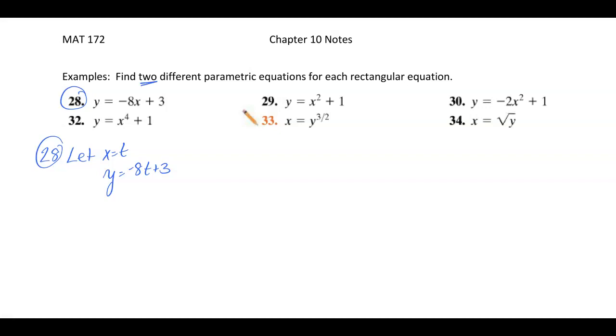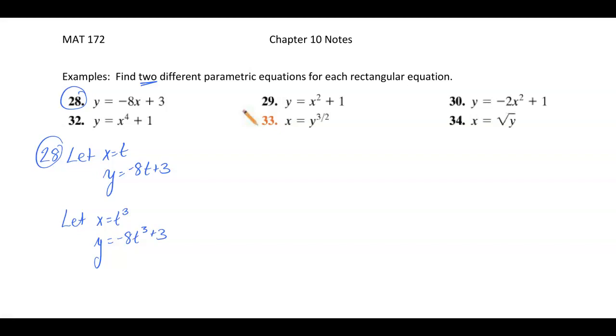We've got a couple of different options. Here's what I like to do. I'm going to let x be equal to t cubed. Okay. Now, the reason I could use t cubed is because this guy is going to have the same span as this guy. So if we think about x equals t, I'm going to get out positive numbers and I'm going to get out negative numbers. Well, t cubed is going to do the same thing. I'm going to get out positives and I'm going to get out negatives. So if I do that, then I'm going to get y equals negative 8t cubed plus 3.